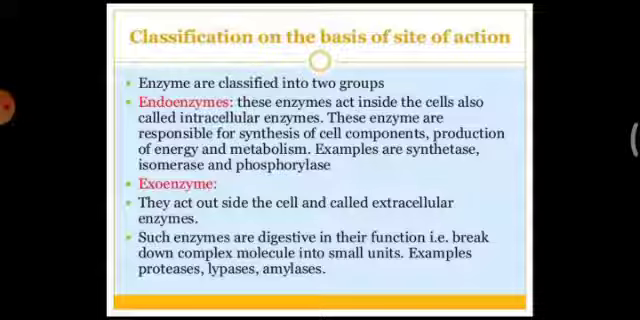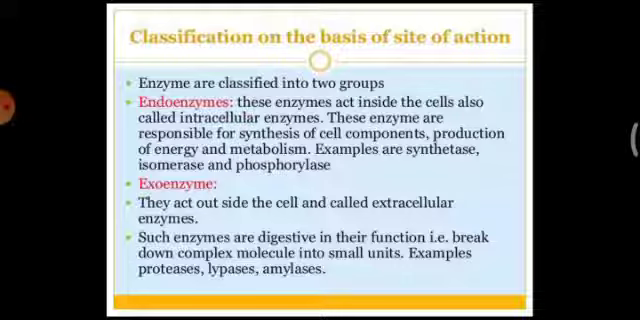Enzymes are classified into two groups: endoenzymes, also called intracellular enzymes, and second, exoenzymes, also called extracellular enzymes. So what are endoenzymes? These enzymes act inside the cell, endo meaning inside, also called intracellular enzymes. These enzymes are responsible for synthesis of cell components, production of energy and metabolism. In all these processes, endoenzymes play a very important role. Examples of these enzymes are synthetase, isomerase and phosphorylase.